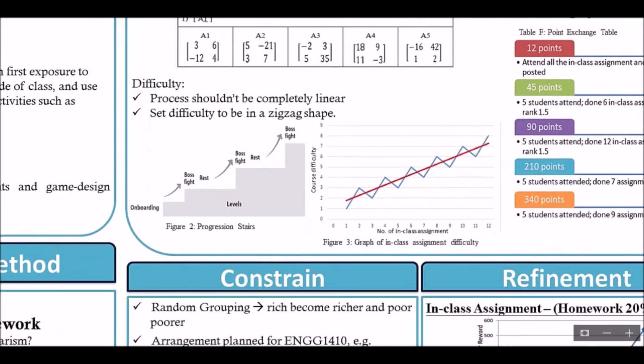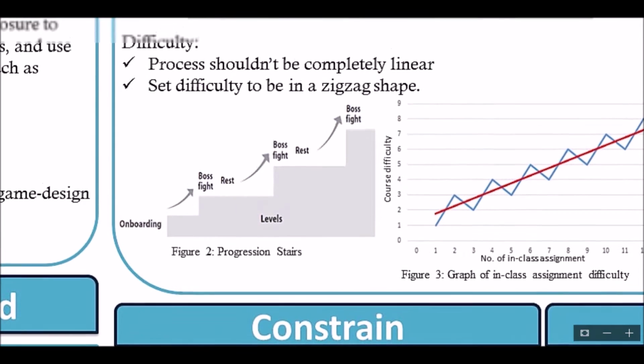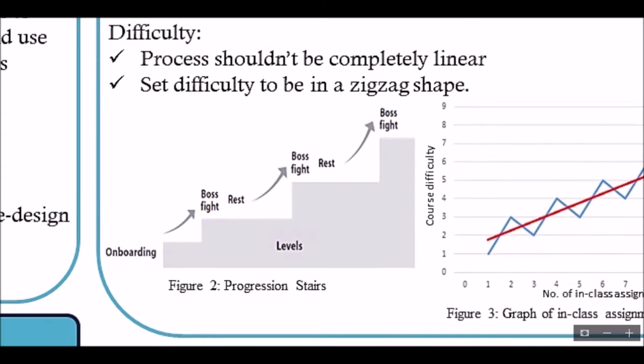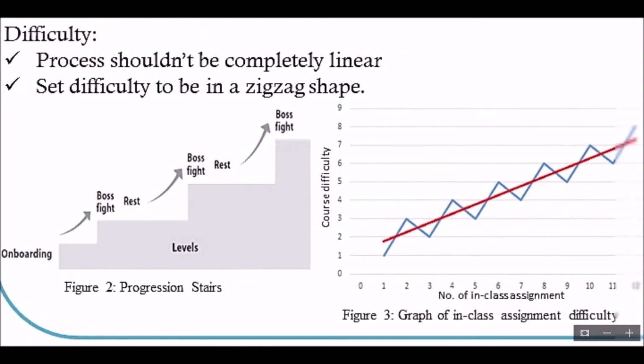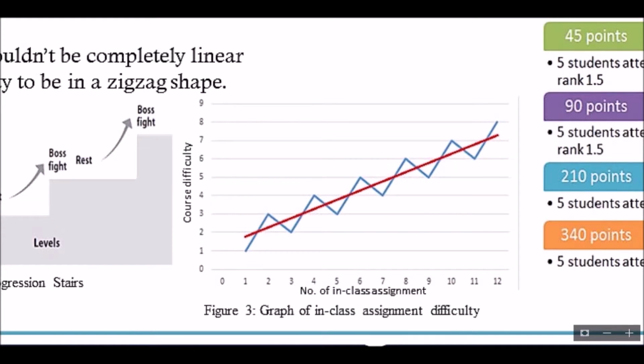Furthermore, according to game theory, compared with continuously fighting the boss, players can gain more accomplishment when having a break or an easier mission after fighting. Hence, to increase the sense of accomplishment of students, we suggest that the difficulty of in-class assignments should be a zigzag shape instead of completely linear. That means, if the first in-class assignment is a difficult one, the next assignment should be easier than the one before.